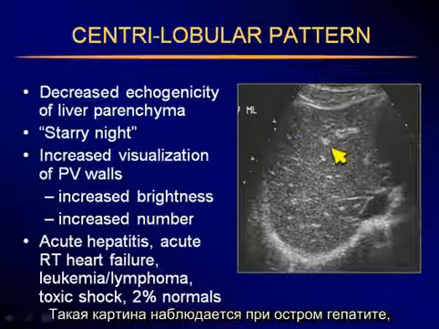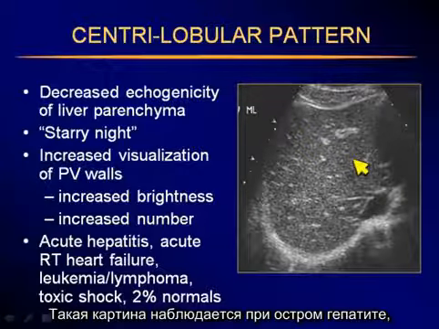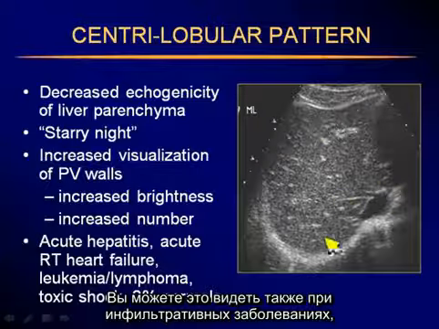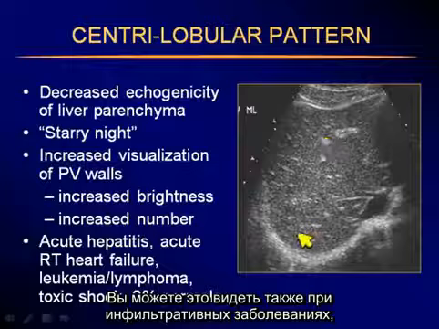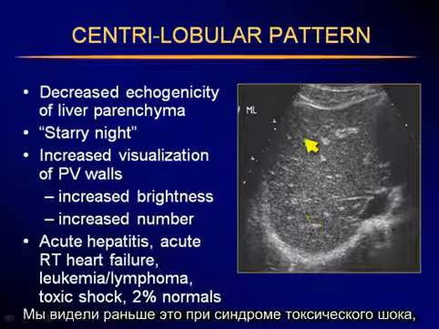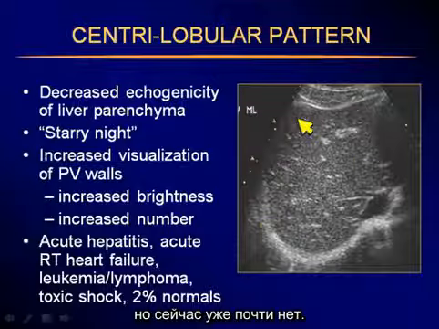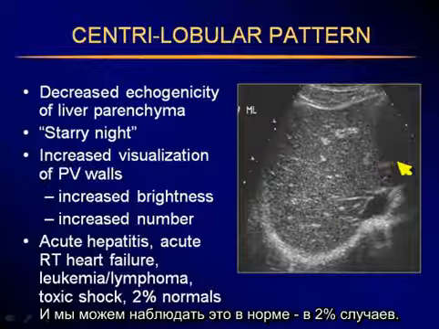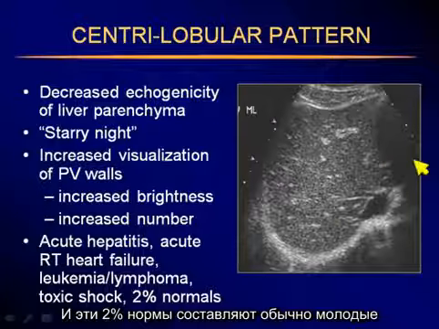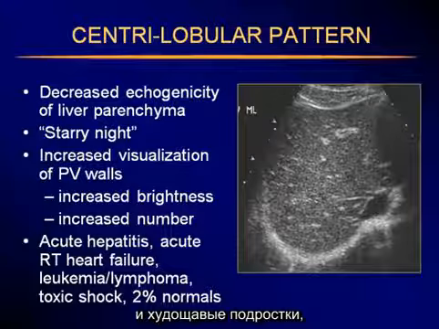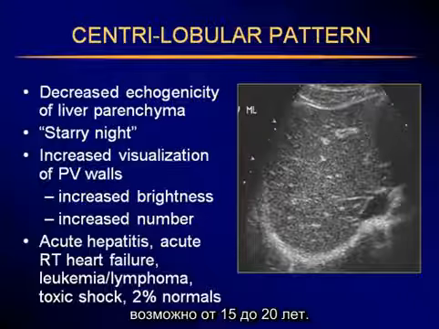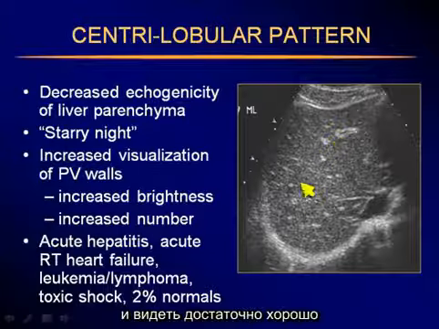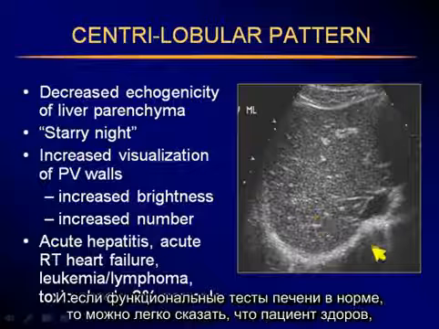This pattern is seen with acute hepatitis, also seen with acute right heart failure. You may see it with infiltrative diseases of leukemia and lymphoma. We used to see it with toxic shock syndrome, but we don't see that much anymore. And we can see it with 2% of normal cases. And the 2% of normals are usually the young, thin adolescents, maybe 15 to 20 years old. They're so easy to scan and see so well that they look abnormal.